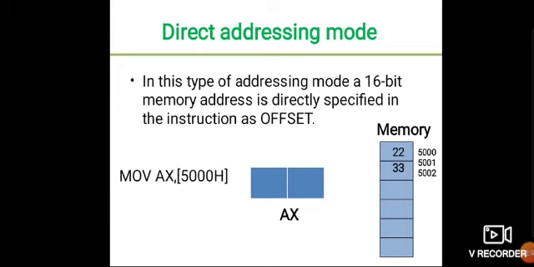Always remember that the lower address content will move to the lower order register and the higher address content will move to the higher order register. So you could see here 22 moves to the AL and 33 moves to the AH.